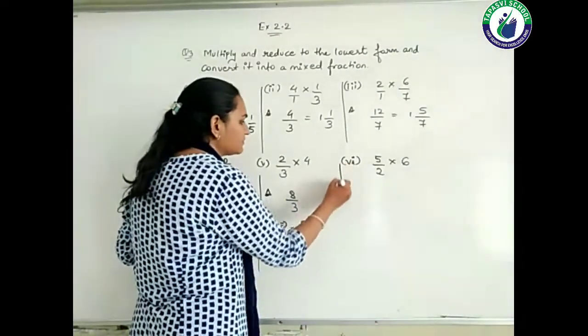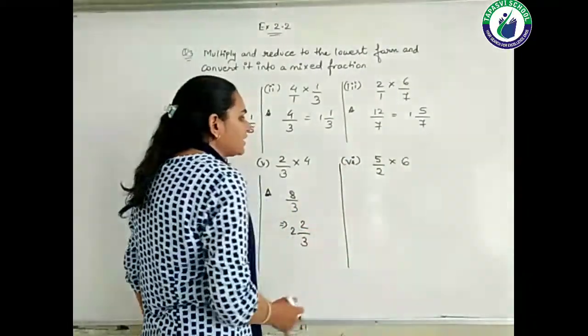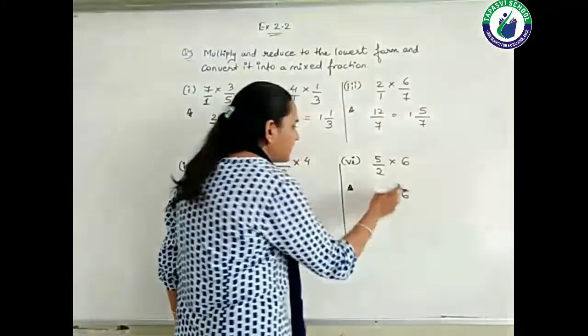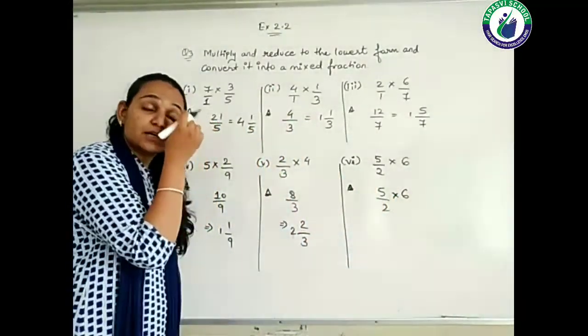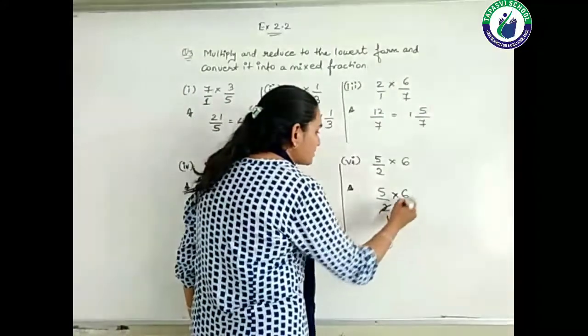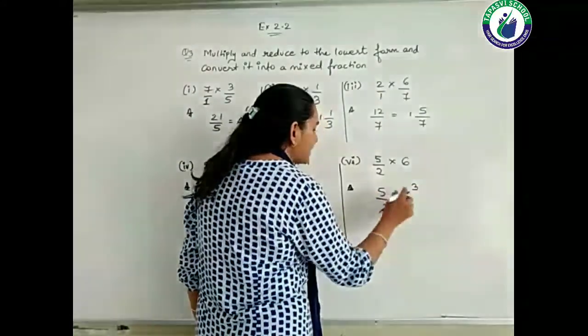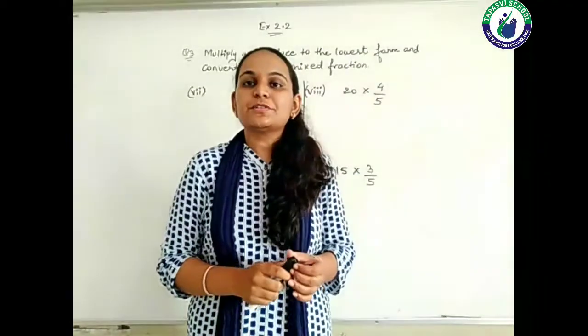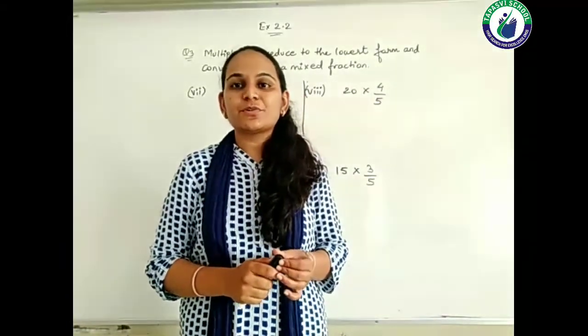Next one, sixth one. 5 upon 2 into 6. Here we can reduce down, because here we can do the cutting, students. So 2 1s are 2 and 2 3s are 6. So 5 3s are 15. Is it clear, students? Okay, students, now let's see the remaining questions of this question number 3.